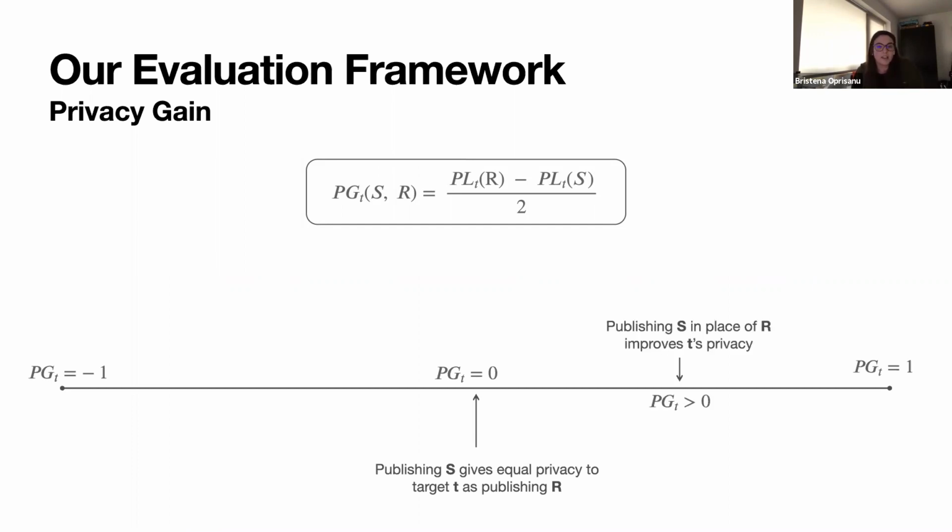If the privacy gain is greater than 0, it means that publishing the synthetic data set instead of the real data improves the target's privacy. And if the privacy gain is smaller than 0, it means that publishing S actually leaks more information about the target than when we publish the raw data. So note that the privacy loss and gain can be computed independently of the generative model that generated the data. And in fact, the raw data set can be replaced by any reference data set, as for example, you can replace it by a sanitized version of the real data.